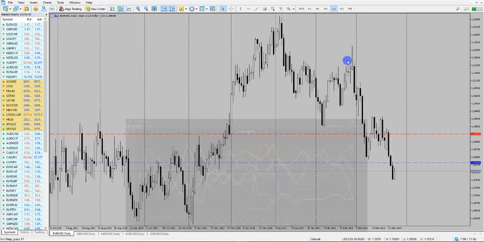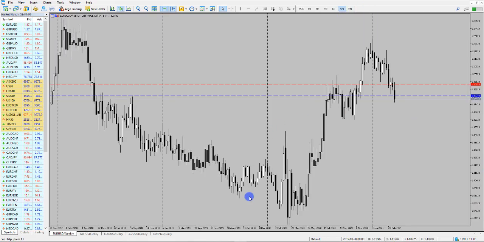If we actually take a look at some charts now, looking at the euro US dollar here, price is obviously in this downtrend. We did speak about the fact that the overall market is in an uptrend due to this weekly. However, due to that strength and weakness and that strength of the US dollar, it's likely for us to see some further downside in the short term.